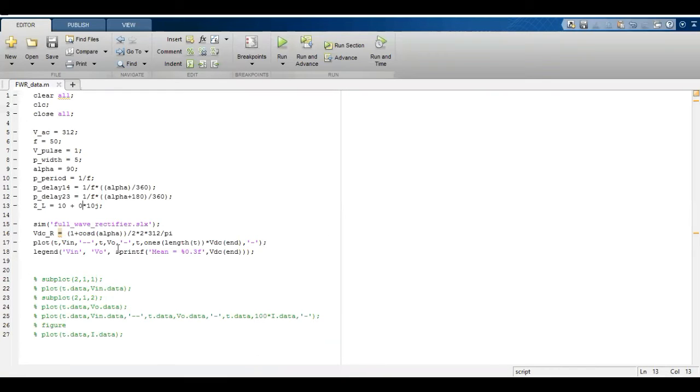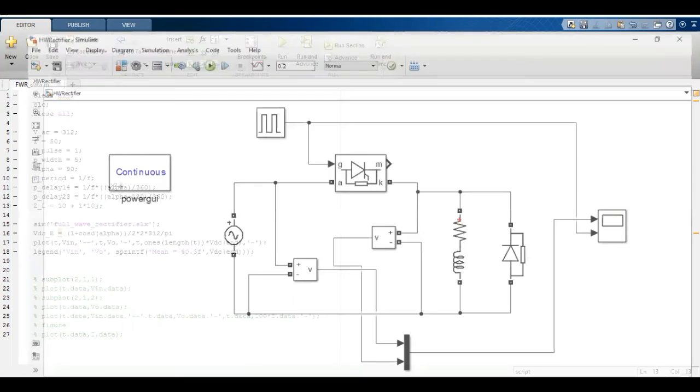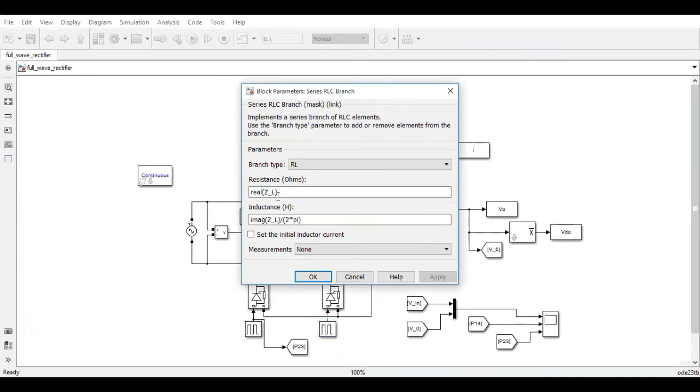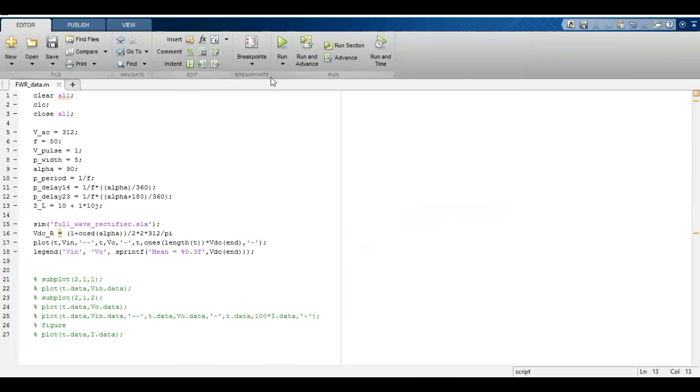Okay, so now I am changing this load to RL load. So this is the reactance and this is the resistance. And when I go to the block diagram of the rectifier, this is the load. So real part of ZL is the resistance and imaginary part of ZL is the reactance. So this inductance is given in Henry, so I have to divide my reactance by 2 pi so that the correct inductance value is available over here. So again, I can run this file.